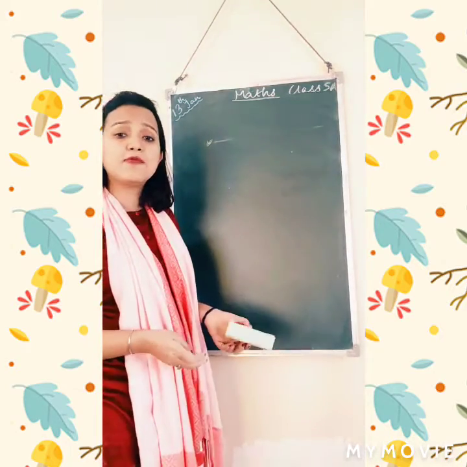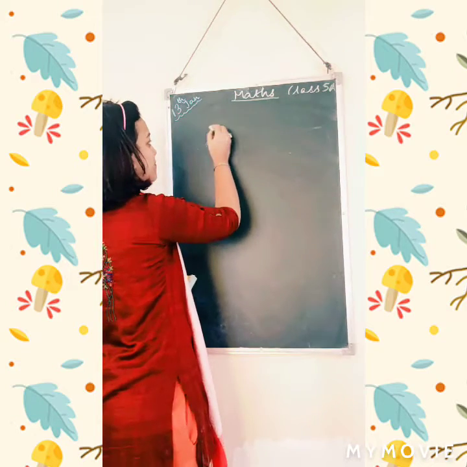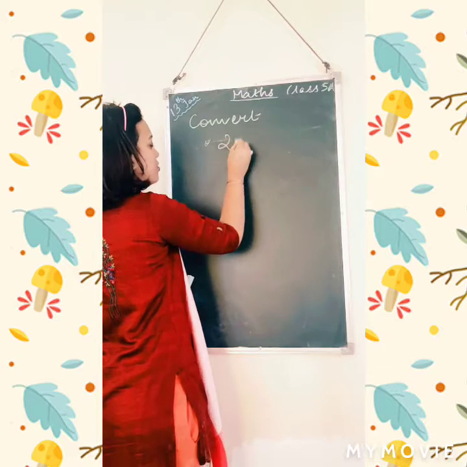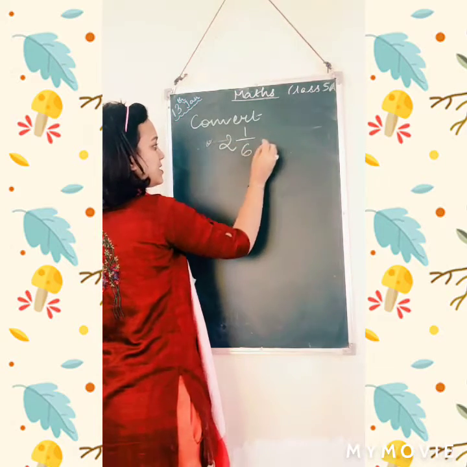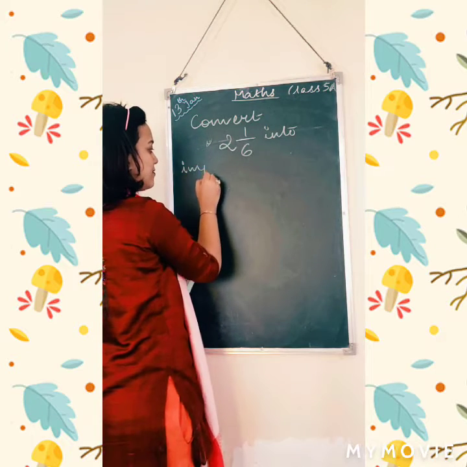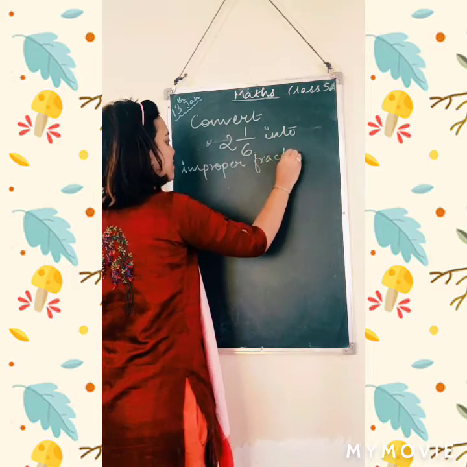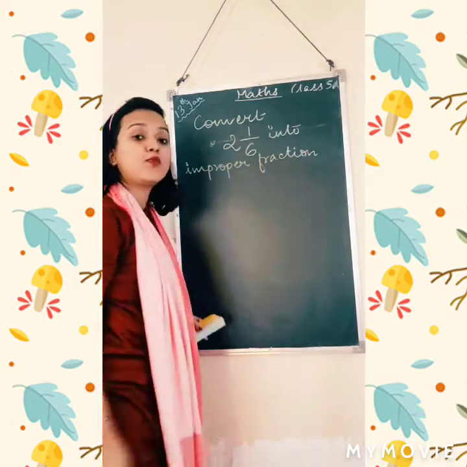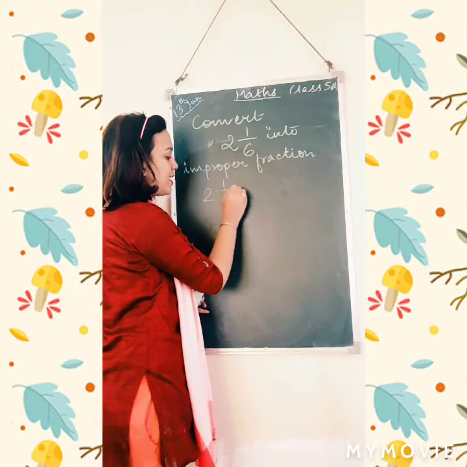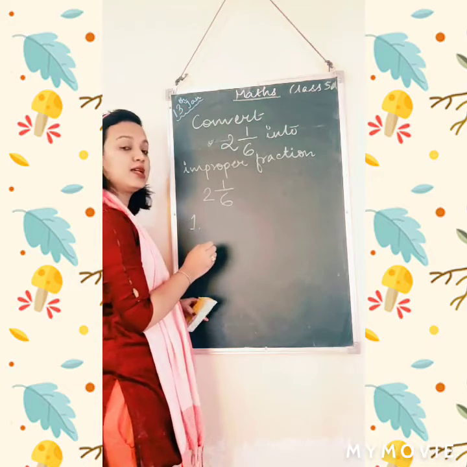Now when you have to convert a mixed fraction to an improper fraction, suppose you have to convert 2 1 by 6 into an improper fraction, then what do we do? First we take the number 2 1 by 6. So your first step, step number 1, is what?